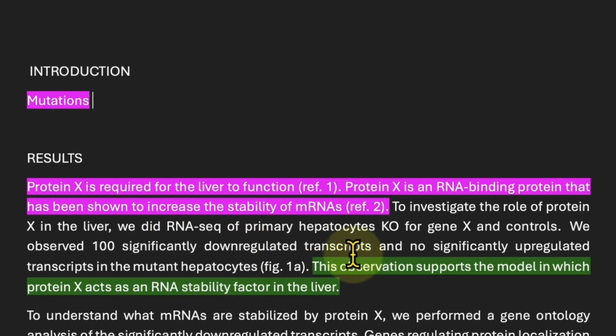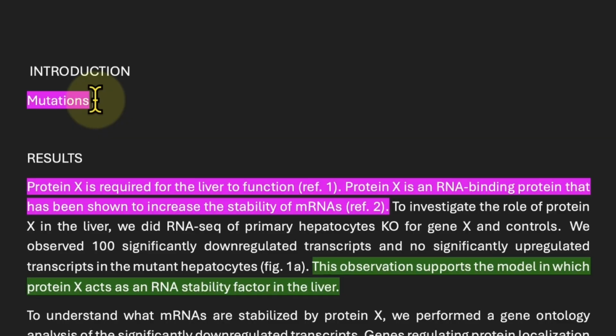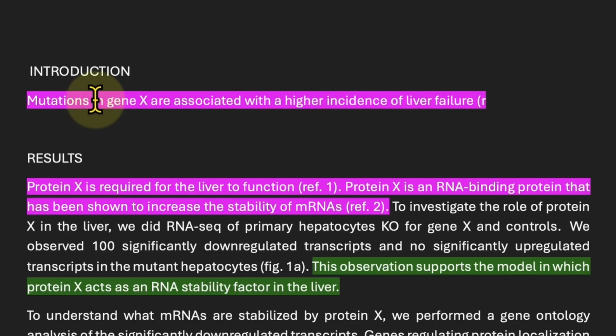So for the first paragraph, we are introducing that protein X is required for the liver, and that protein X is an RNA binding protein that promotes stability. So that's the main question that we want to answer, or the main topic that we want to study. So we start by introducing the topic, the problem, which is related to these first references. So we can say mutations in gene X are associated with higher incidence of liver failure, and we give here the same reference. Here we are stating the problem.